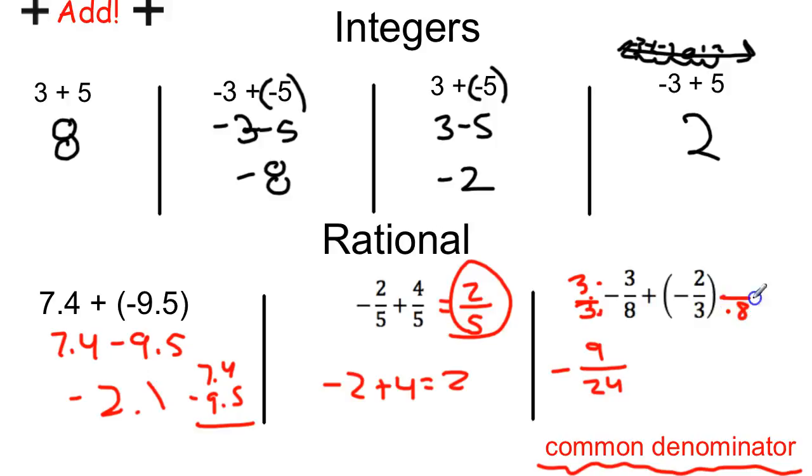So times 8 on top and the bottom. That's a multiply sign. 2 times 8, that's going to be 16. 3 times 8 is 24. We have a plus and a minus, which is going to stay minus. So the bottom, the denominator, will remain 24, and the top, negative 9 minus 16, that's negative 25.